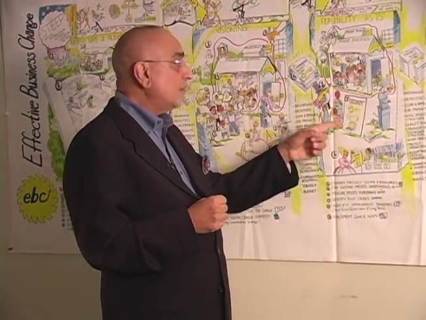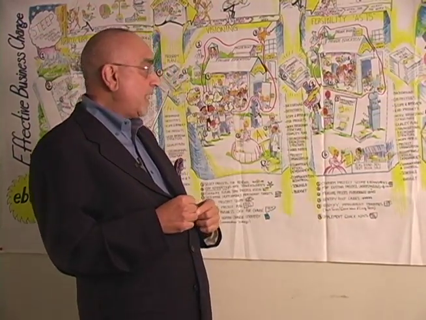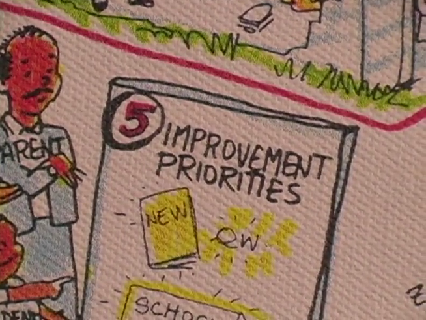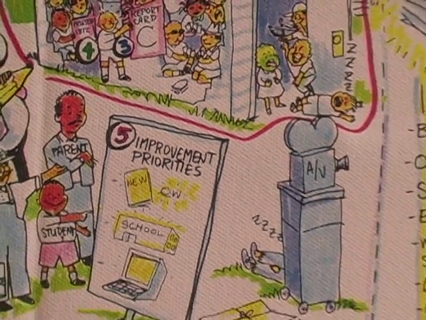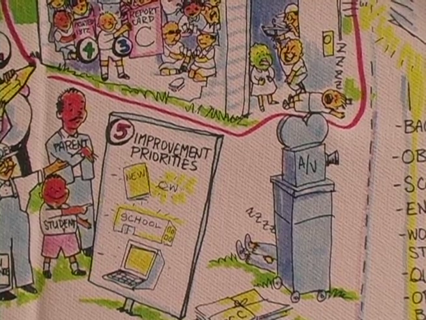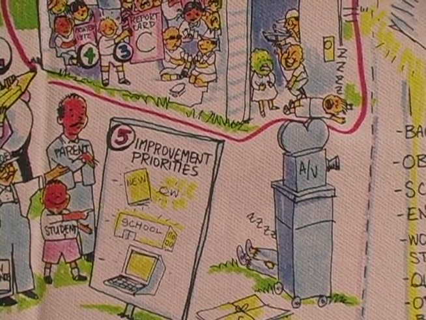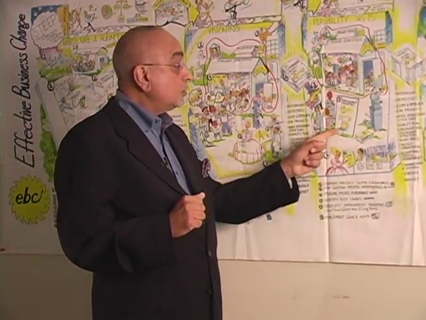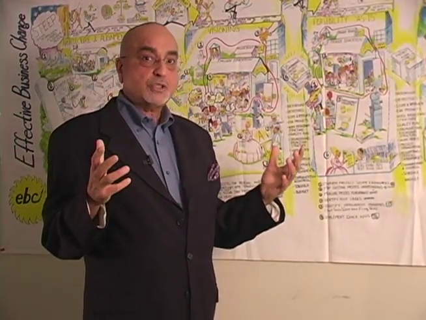There are a bunch of improvement priorities we have. One is to get new books, and it says QW, quick win. That's a quick win. We can just buy the new books and make a difference in the school system. Another one, improvement priorities, building a new school, facilities. Another one is to get computer equipment and technology, new technology.